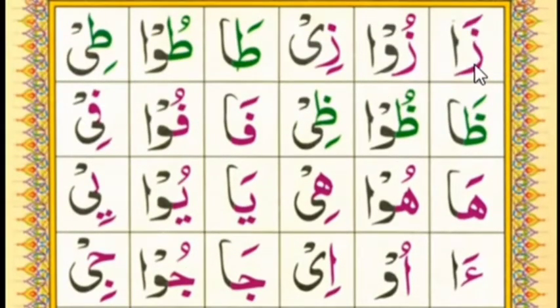Za, alif, fatha, za. Za, waw, dhamma, zu. Za, ya, kasra, zi. Za, zu, zi. Ta, alif, fatha, ta. Ta, waw, dhamma, tu. Ta, ya, kasra, ti. Ta, tu, ti.